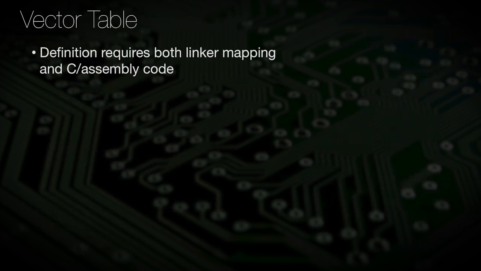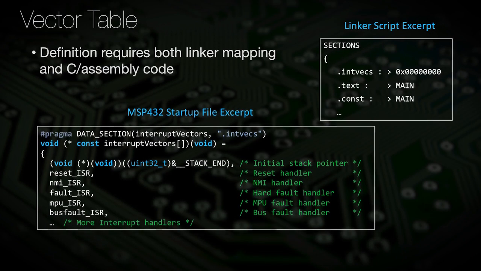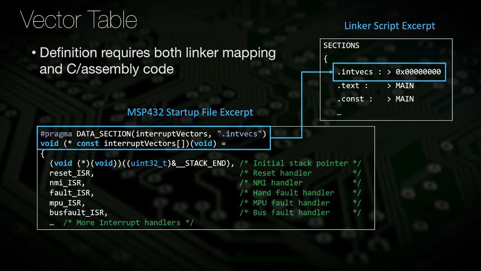The vector table definition requires both software and linker script changes and utilizes a function pointer array definition. Here we have a vector table defined for the MSP432 Cortex-M4 microcontroller. The array starts with a pragma that associates this function pointer array variable, interrupt vectors, with a linker script data section called the intvecs. If we look at the linker script, you can see the top section in the program sections is the intvecs data segment. Notice this is being mapped to address 0, and then it's followed by all the declarations for the code text segments.